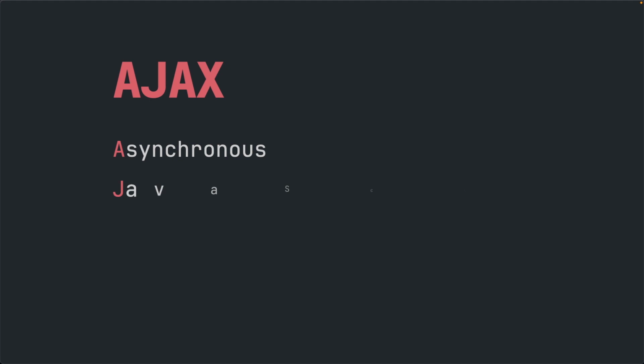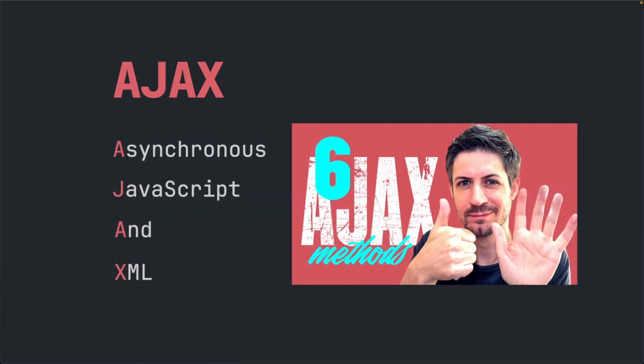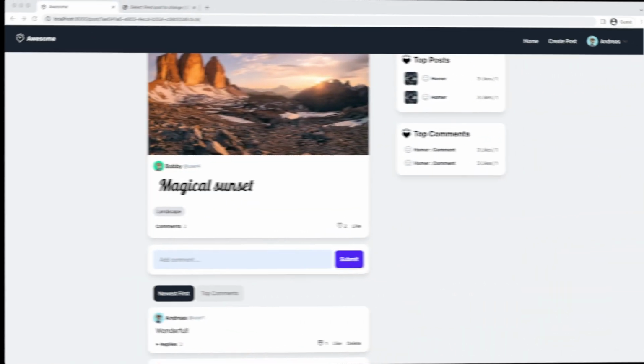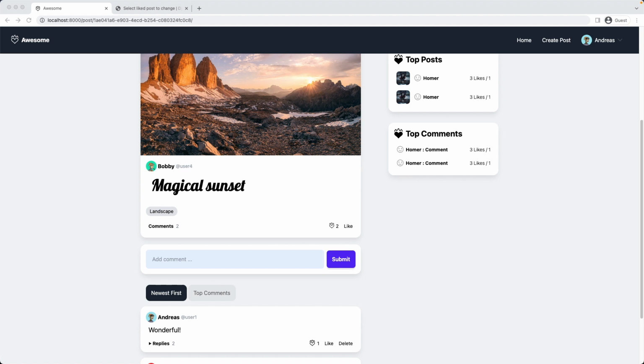So Ajax stands for Asynchronous JavaScript and XML. So with Ajax we can get data from the database and display it on the website without refreshing the page. If you're interested to know more about Ajax, I made a video about 6 Ajax methods, and you can find a link to this video in the description below. The Ajax method I will be using in this project is Htmx. So Htmx is basically a JavaScript library, and to add it to the site we need a script tag.